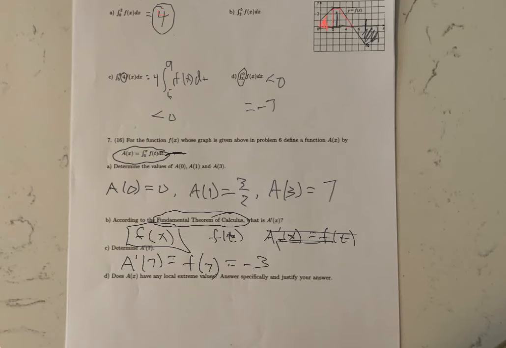And part D, does the function A have any local extreme values? Well, we look for critical points. That is, we look for places where its derivative is 0. Since its derivative is f, we're looking at any place that f is 0, and there is one. Let's go to green, right there. So x equals 5 is a critical point, the only critical point.